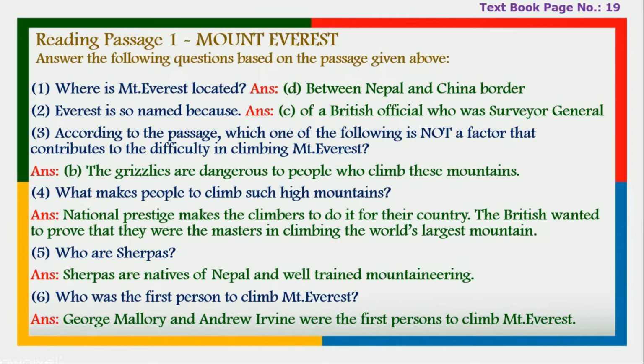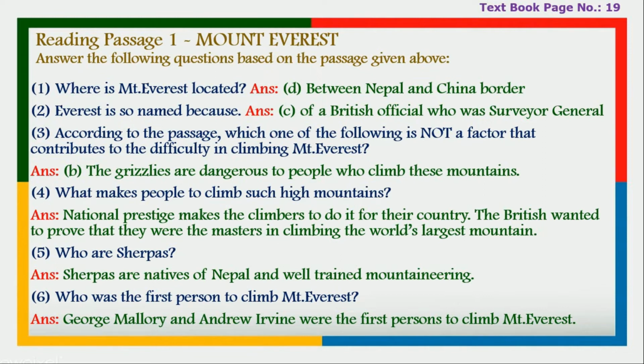Everest is so named because of a British official who was Surveyor General. Third one, according to the passage, which one of the following is not a factor that contributes to the difficulty in climbing Mount Everest? Answer: the grizzlies are dangerous to people who climb these mountains. Fourth one, what makes people to climb such high mountains? Answer: national prestige makes the climbers to do it for their country.